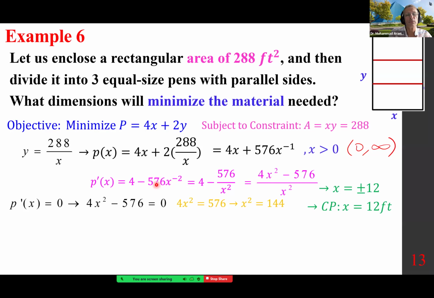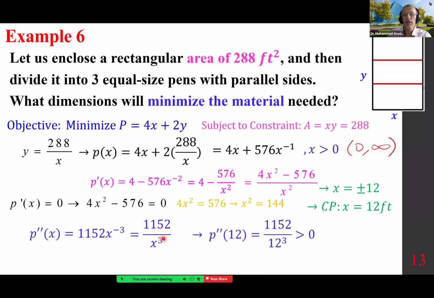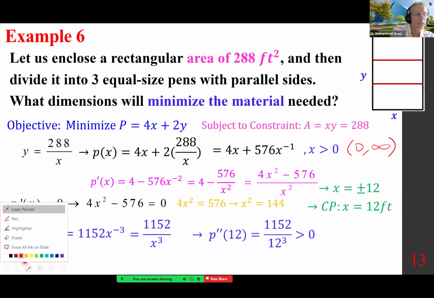The product of minus 576 and negative 2 gives us positive 1152 x to the power of negative 3. We're going to write it as 1152 over x cubed. And the second derivative test says plug in the critical point and observe whether it's positive or negative. So when we plug in, you don't even have to evaluate this to know 1152, which is a positive number, over 12 cubed, which is a positive number, results in a positive value. If you work it out, it becomes 2/3, but you can check it out.